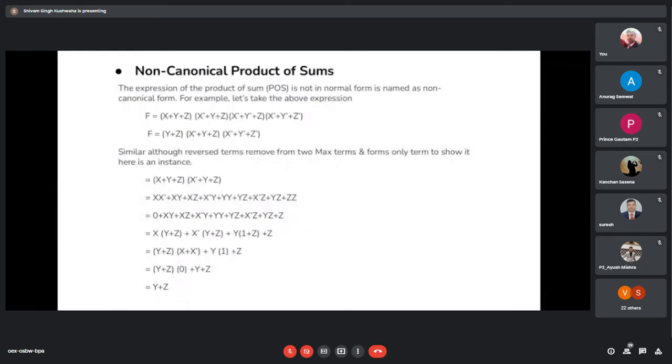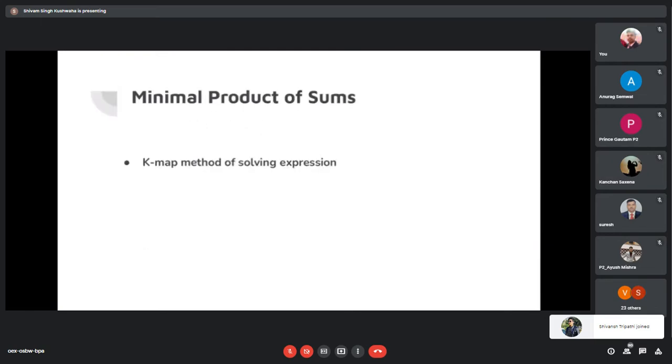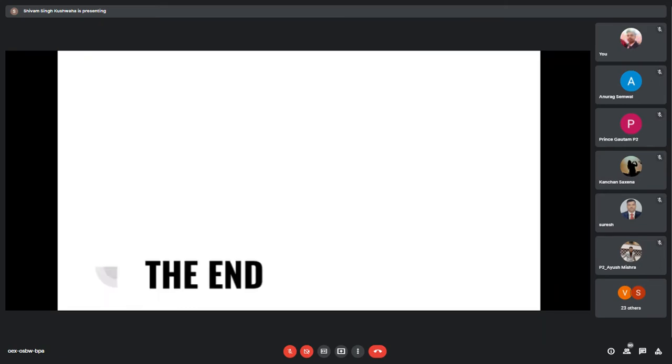Now this expression is the canonical form expression, and now come to the non-canonical form expression. So this is the way to solve from canonical to non-canonical expression. After this we can get the result. And now next, the minimal product of sums. Here we are also using the K-map method for this.